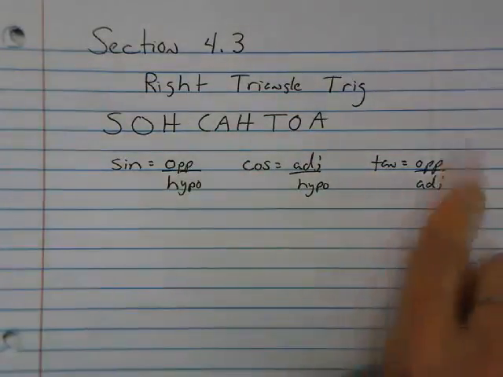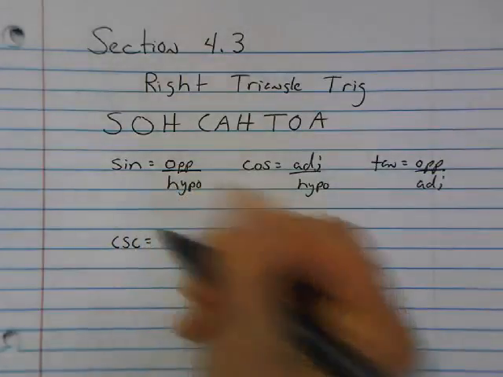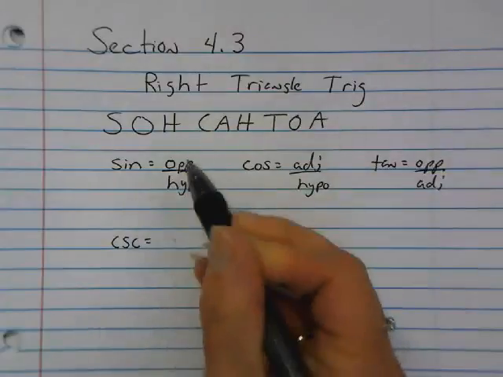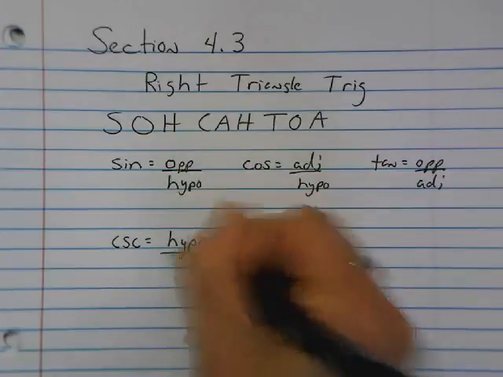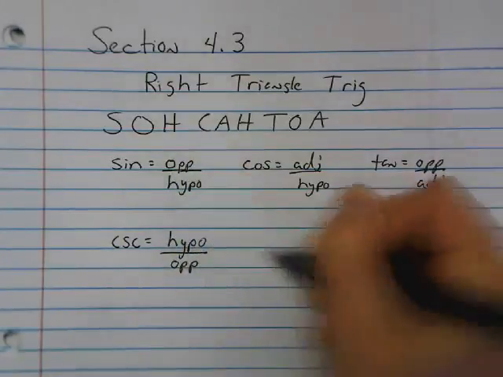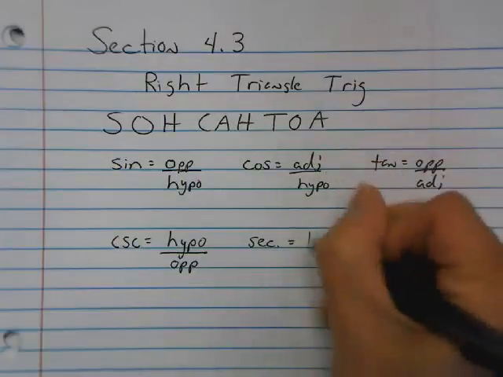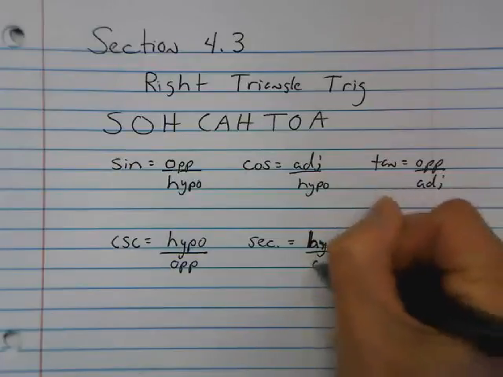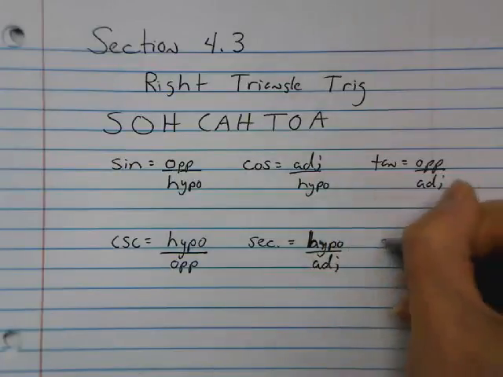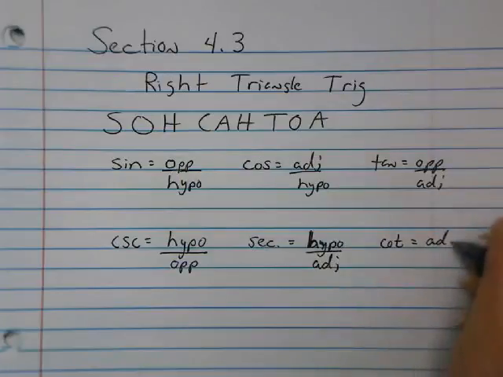Now that we know this, can you generate that the cosecant function would be, well, the cosecant is the reciprocal function of sine, so it's the hypotenuse over the opposite. Secant is the reciprocal function of cosine, so it is hypotenuse over adjacent. And cotangent would be the reciprocal of tangent, adjacent over opposite.